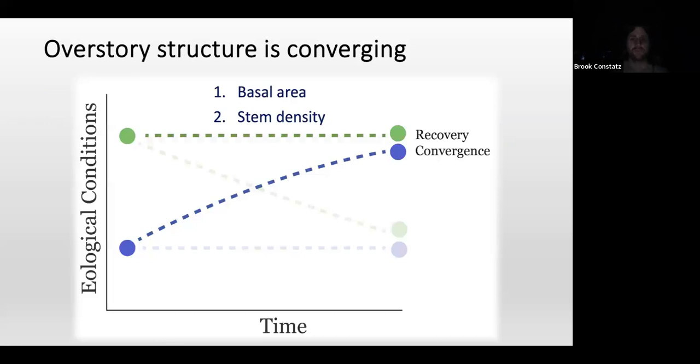But if you look at everything within this convergence framework, overstory structure is converging, like basal area and stem density. It's doing great. Those are improving over time. The restored forests are resembling reference forests as far as the number of trees and the sizes of the trees in the landscape. And that's excellent.